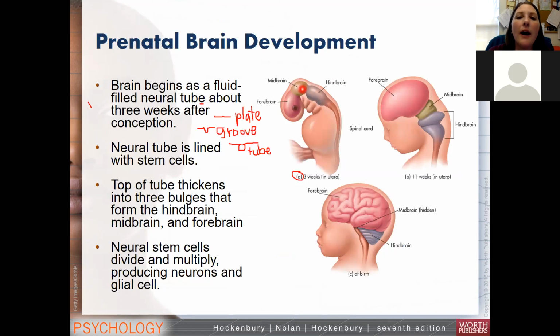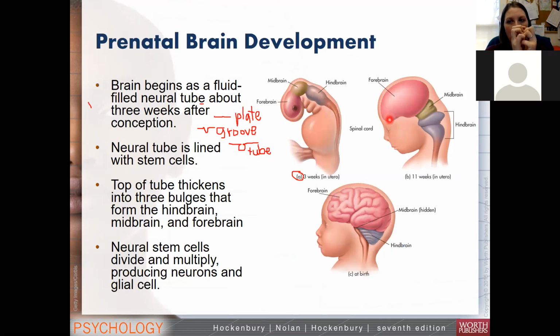So here we have, in this case, the tube bulging out and thickening into different areas. This is the forebrain, that's pink. The midbrain is green, and the hindbrain is blue. From 3 weeks to 11 weeks, we see what looks like a really smooth brain. Now, when a brain is forming, it's going to be smooth.